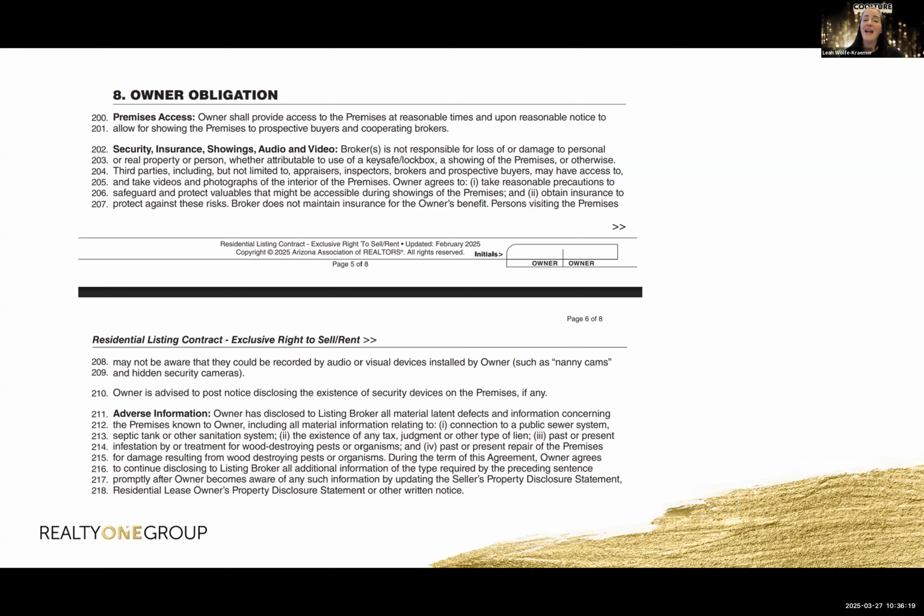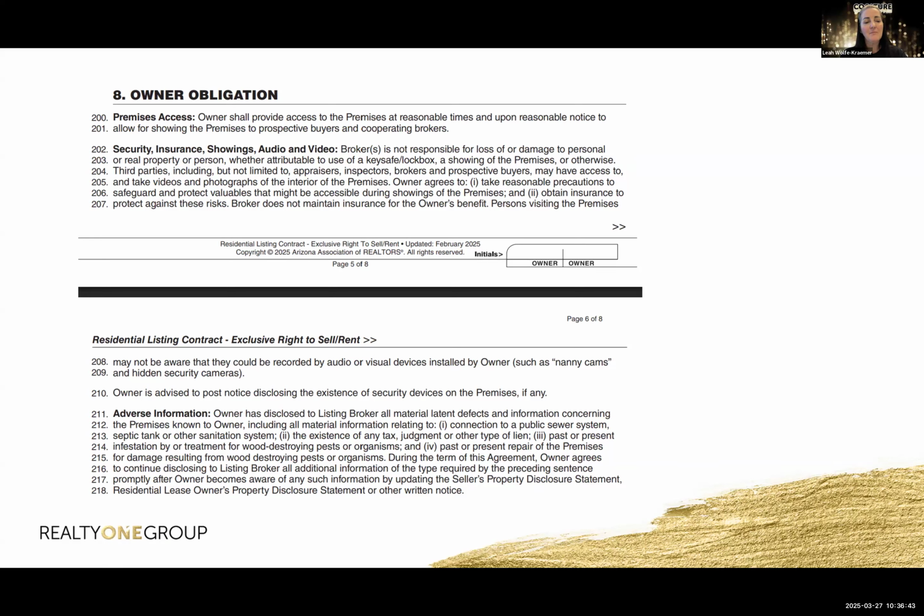Broker is not responsible for loss of or damage to personal or real property or person, no matter the circumstances. This is because, yes, the lockbox let them in, but that doesn't mean that we're responsible for everything. Ultimately the seller is to make sure that they have the appropriate level of insurance to protect against any of these risks throughout the listing process.